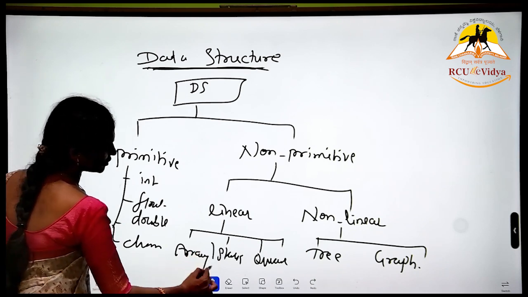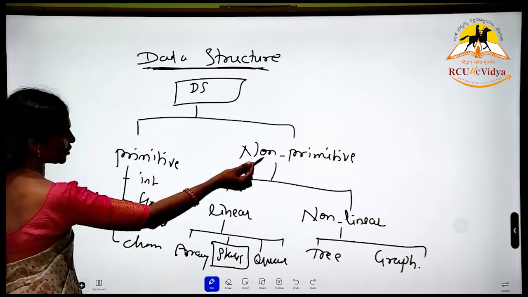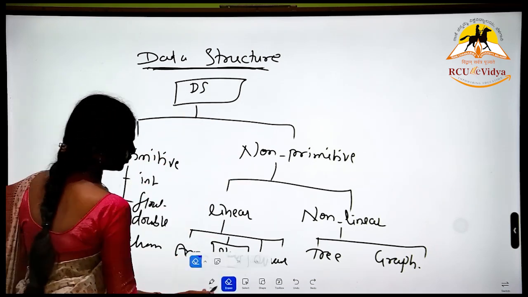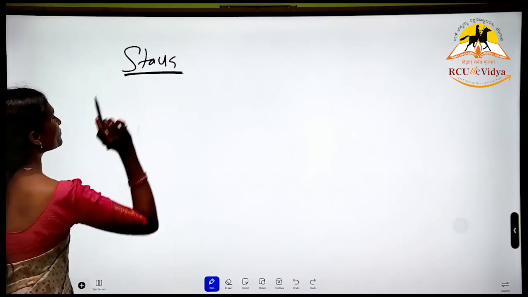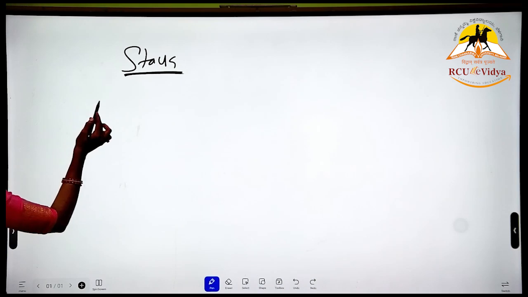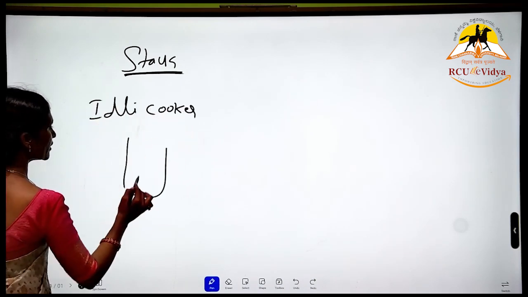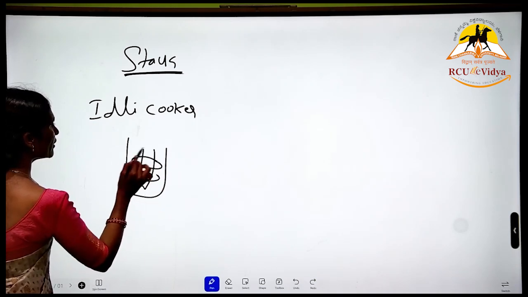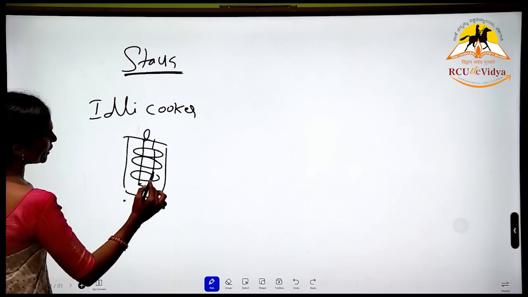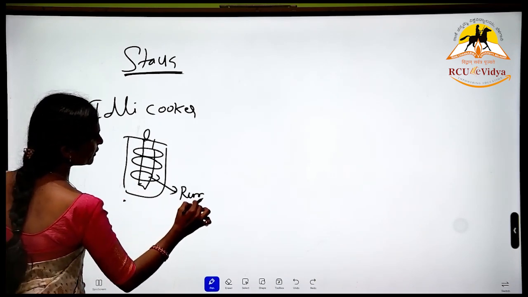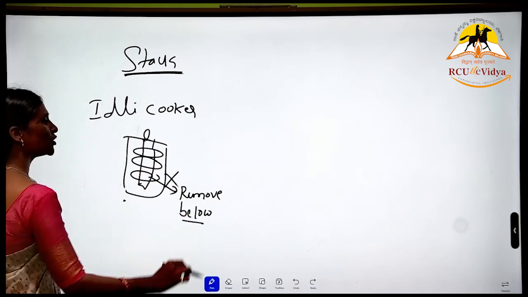So today we are going to learn the concept of stack, which is a non-primitive linear data structure. So what is a stack? Assume an idli cooker, very simple. The plates are placed in this way, right? Assume that this is an idli cooker. Can I remove the bottom plate without removing the one above? No, it is not possible at all.